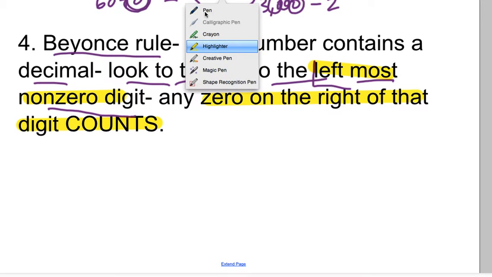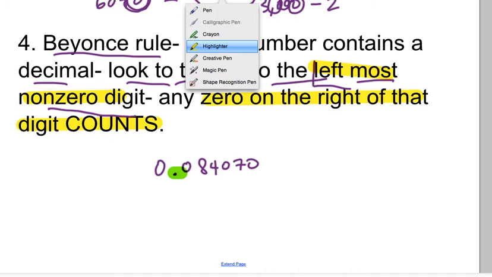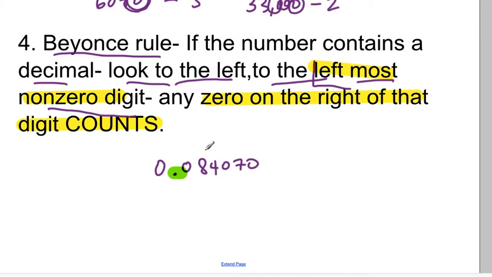What am I talking about? Well, talking about this. We'll do 0.084070. We look at this number. The first thing I notice when I see the number is the decimal. It's got a decimal right there. So I have to find Beyonce basically. How do I find Beyonce? I find the leftmost non-zero digit. Where's Beyonce? To the left, 8 is Beyonce, my leftmost non-zero digit.